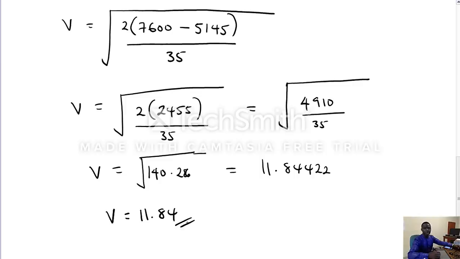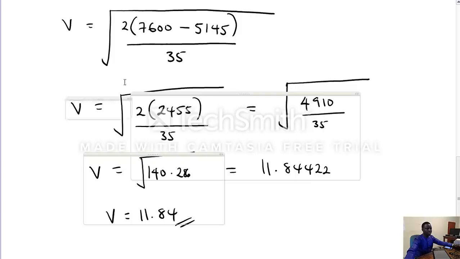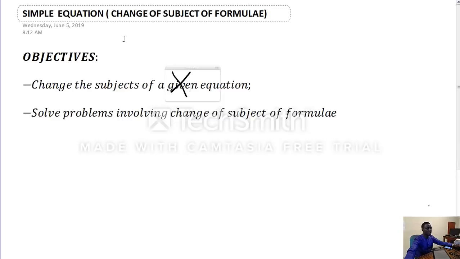11.84. That brings us to the end of today's class, and in today's class we have been able to look at the second objective on change of subject of formulas, which is to solve problems involving change of subject of formulas.